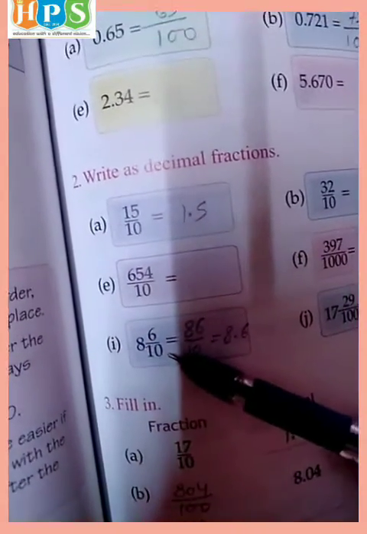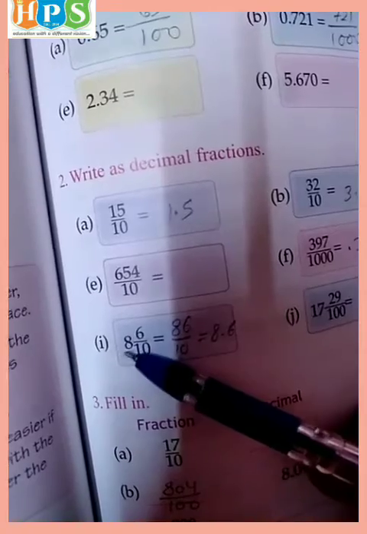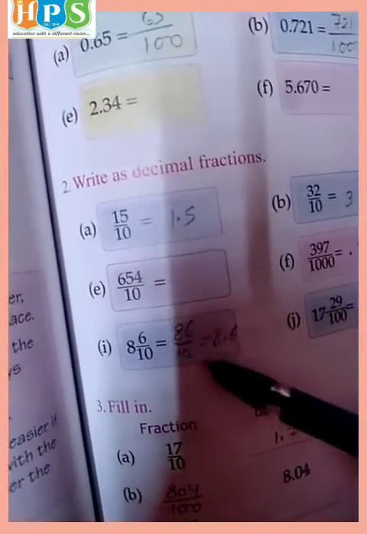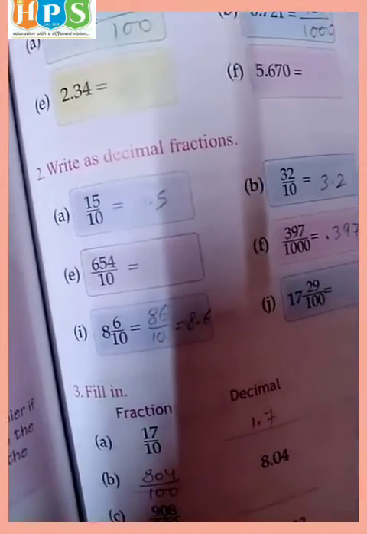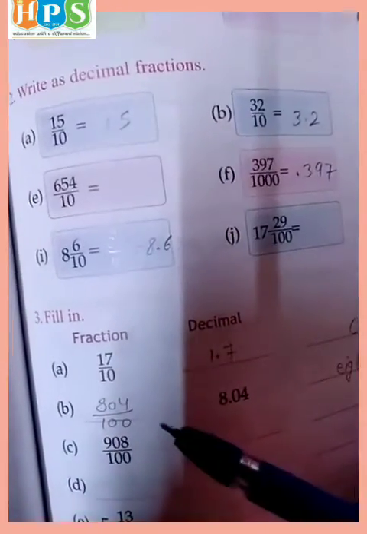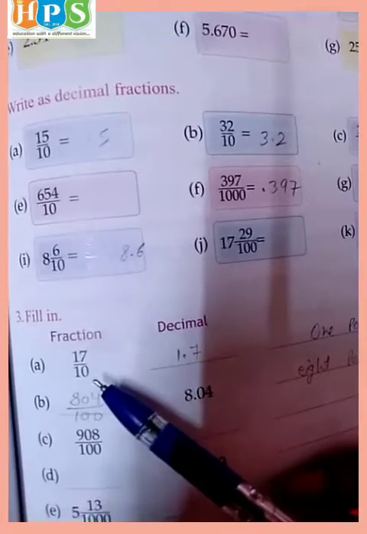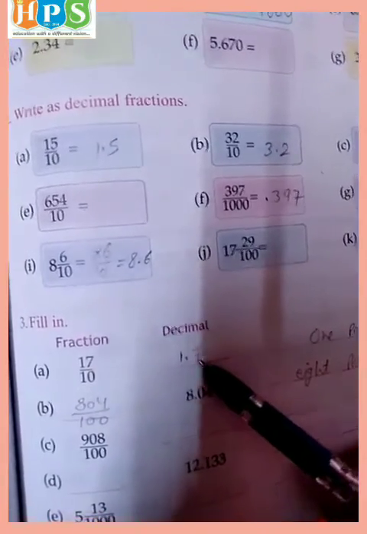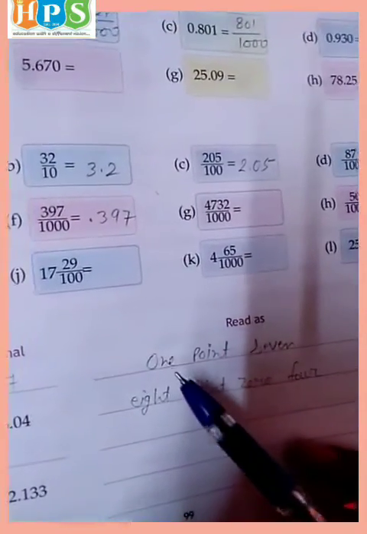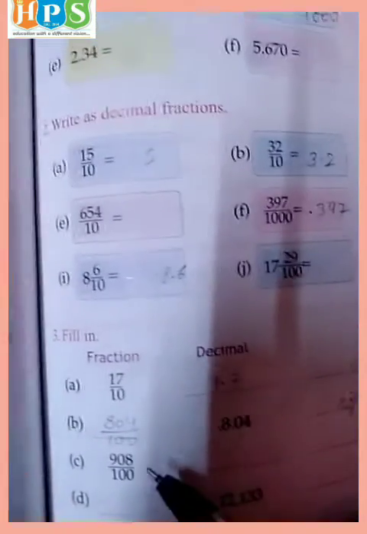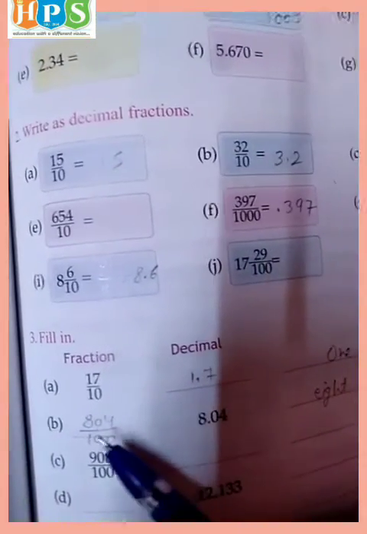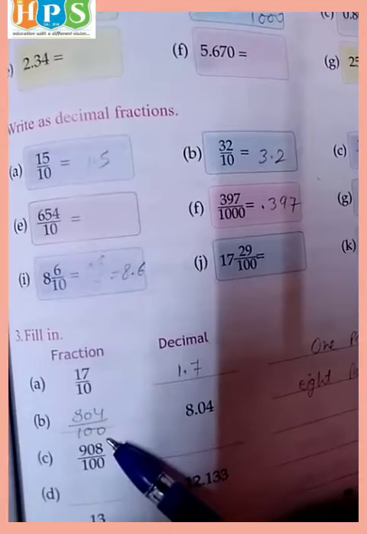8 and 6 upon 10 is equal to 8 tens are 80, 80 and 6, 86. 86 upon 10 is equal to 8.6. Fill in. Fractions, decimal. 17 upon 10 is equal to 1.7. So, we write 1.7. 8.04, 804 upon 100, 8.04. Turn the page.